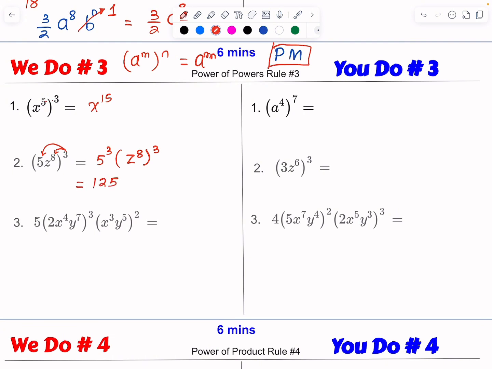And then z to the power of 8 to the power of 3. So that one I just need to multiply. So I have z to the power of 24. What about example 3?